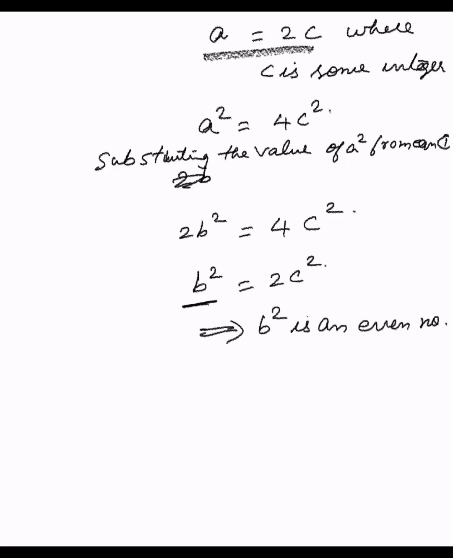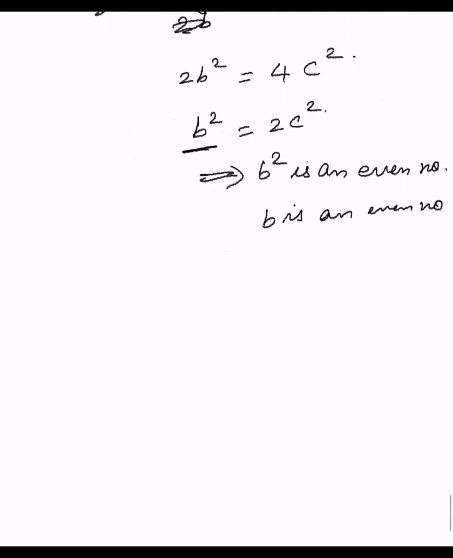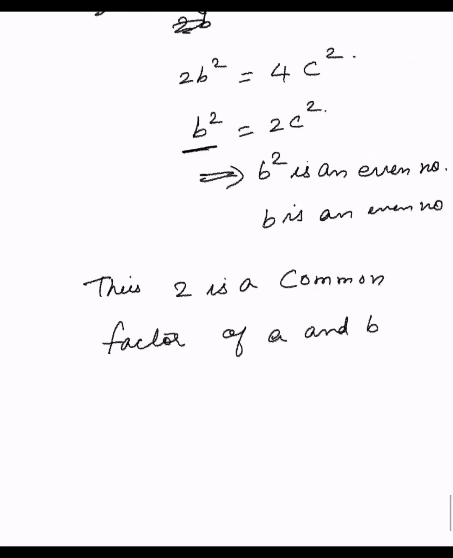This implies that b square is an even number, right? That means b is an even number. So a is an even number, b is an even number, right? You're getting what I'm saying? So what we have shown is a and b are even numbers. So now 2 is a common factor of a and b. Thus 2 is a common factor of a and b. I hope you're all getting me.